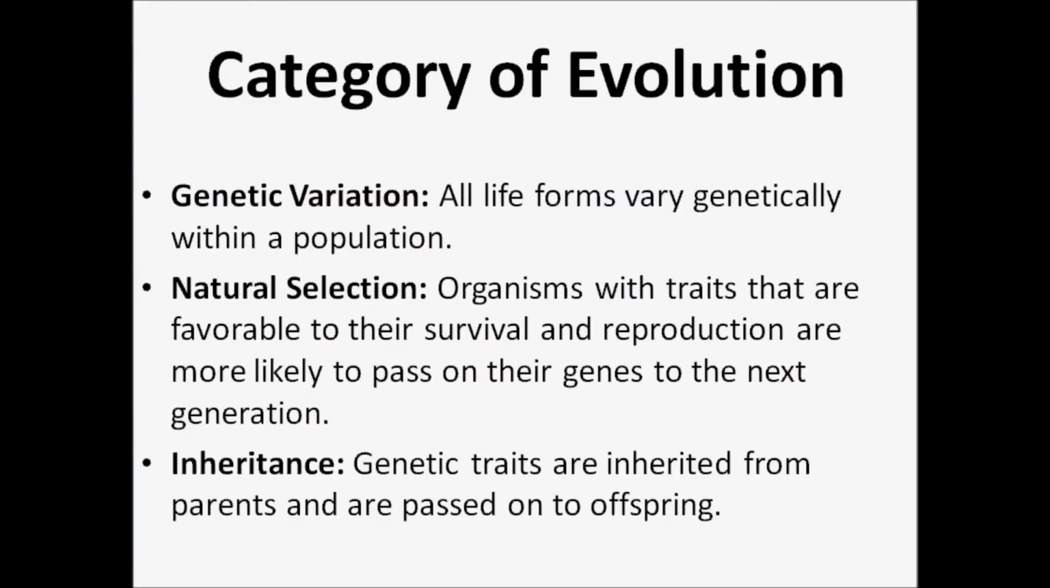Natural selection. Organisms with traits that are favorable to their survival and reproduction are more likely to pass on their genes to the next generation. Natural selection, theorized by Darwin, is a way in evolution that does not need a guide. Natural selection is a gradual process by which biological traits become either more or less common in a population as a function of the effect of the inherited trait on differential reproduction.